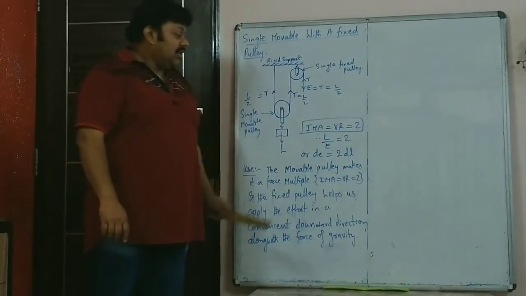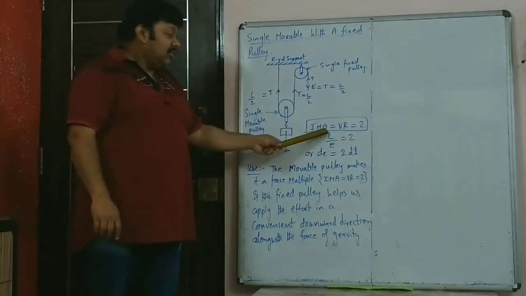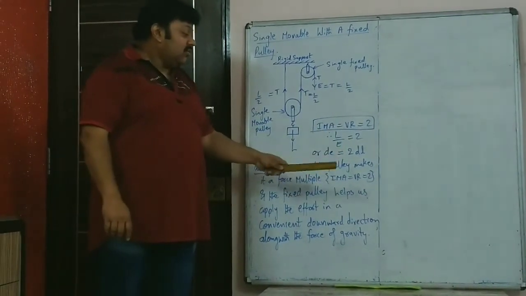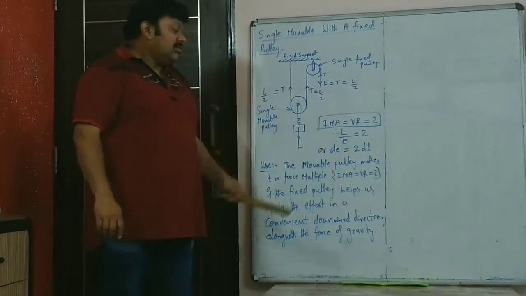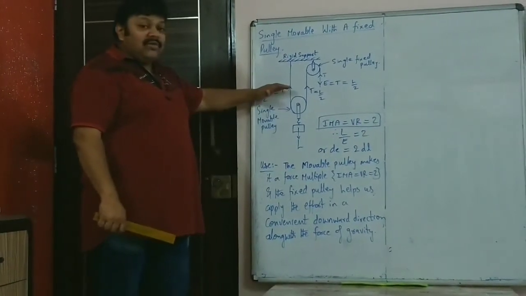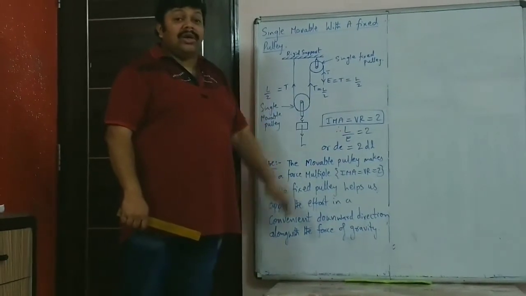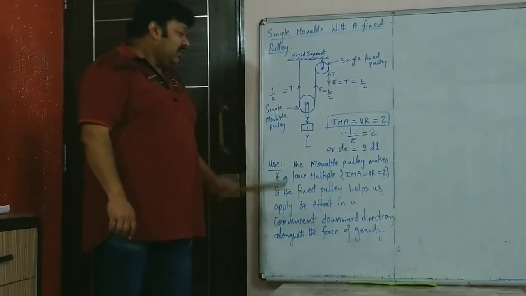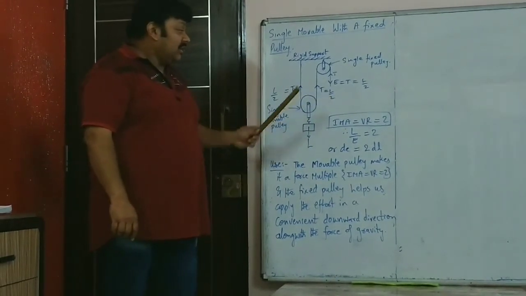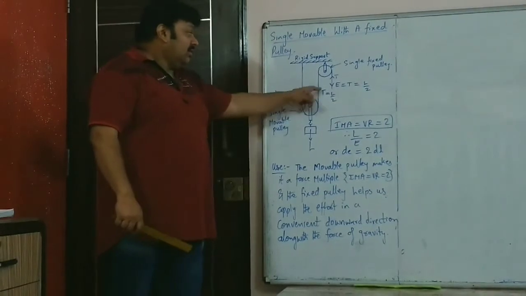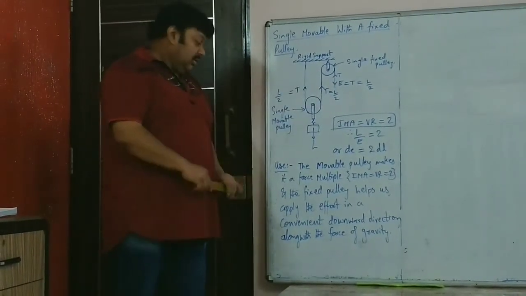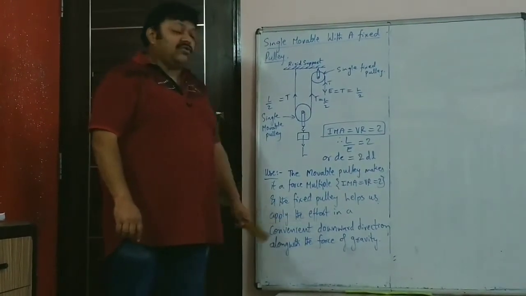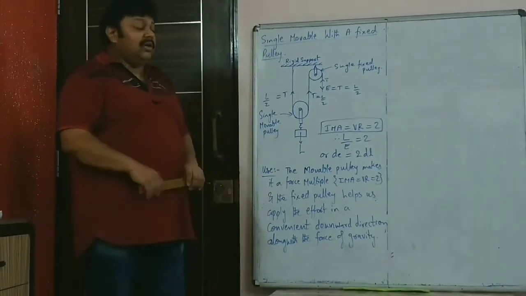IMA is equal to VR is 2. So IMA is load upon effort. That is 2. VR is dE by dl. That is 2. Or dE is 2 times dl. So if the load rope moves up by 5 meters, the effort has to be pulled down by 10 meters. So the movable pulley makes it a force multiplier. Less effort is pulling up a bigger load. Whereas the fixed pulley helps to apply the effort in a convenient downward direction along with the force of gravity.